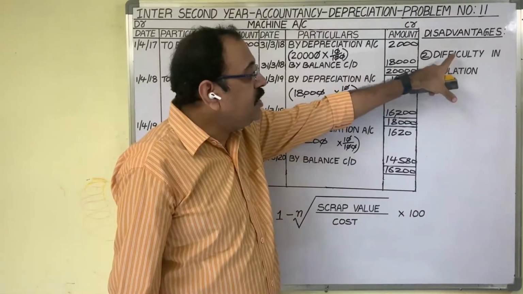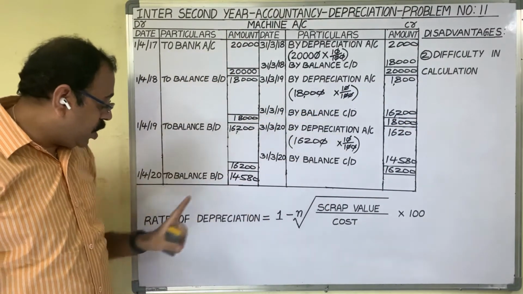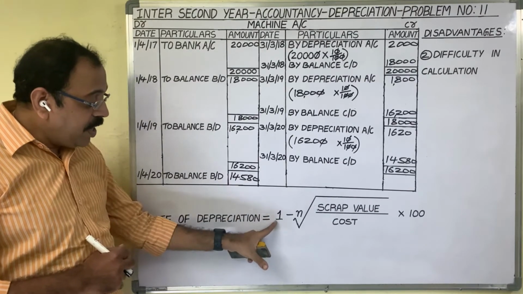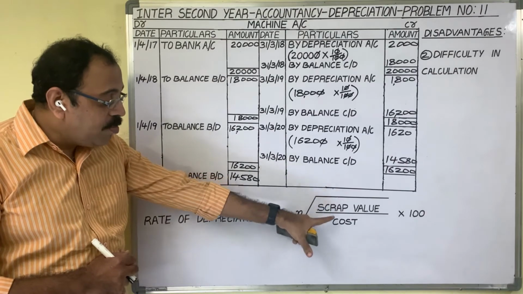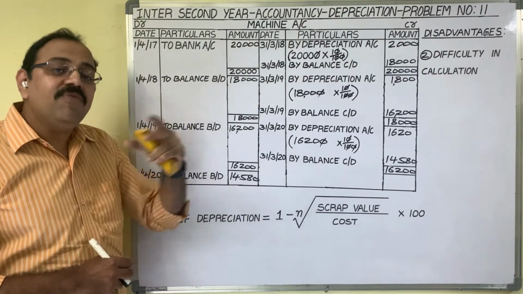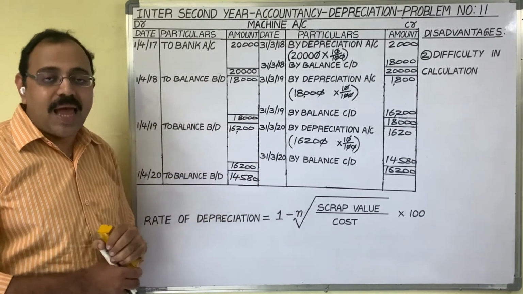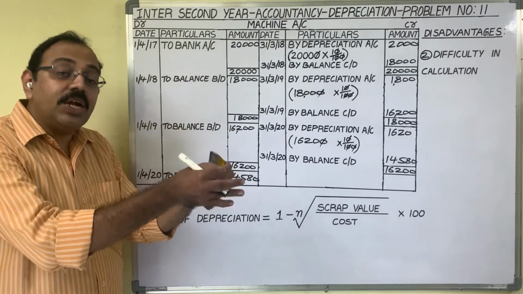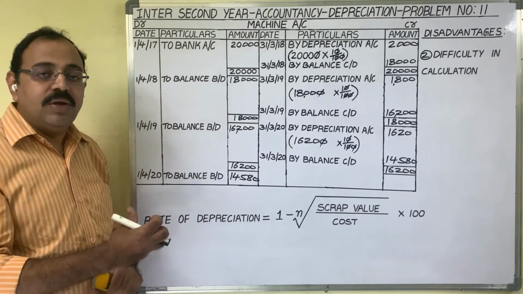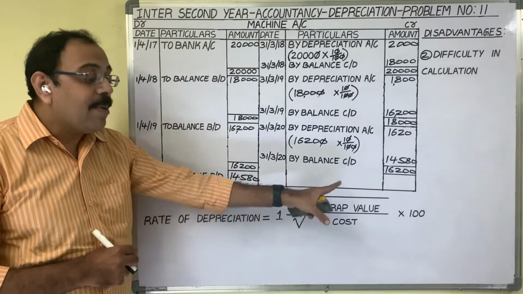Second disadvantage is difficulty in calculation. This is the formula to calculate rate of depreciation under diminishing balance method: 1 minus nth root of scrap value by cost of the asset, into 100. N means estimated life of the asset. Scrap value means when the asset is totally damaged, if we sell that asset on scrap basis, the amount which we are going to earn will be estimated well in advance. That income is known as scrap value.